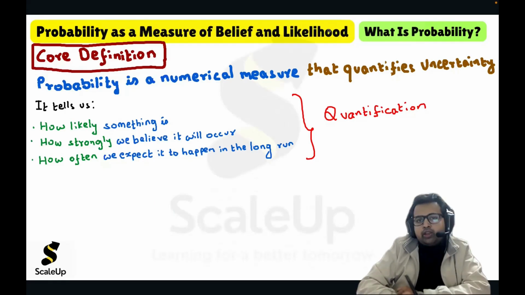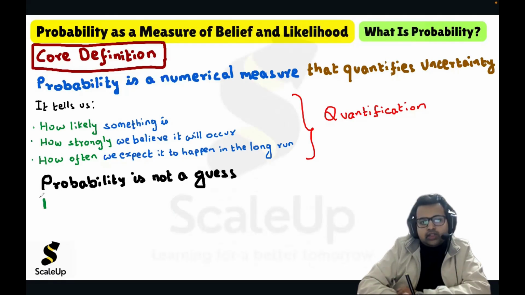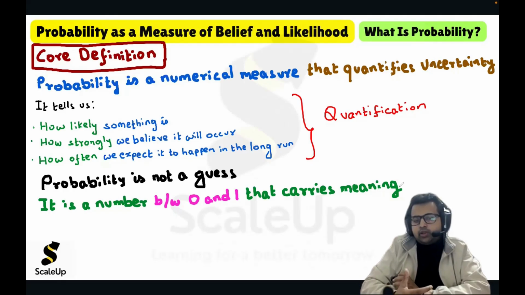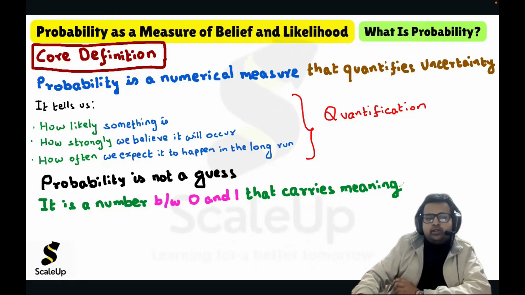Now, one very important thing you should know: whenever we talk about probability, we think that we are doing some guess. But a very important point is that probability is not a guess. Rather, it is a number between 0 and 1 that carries meaning. Probability is not a guess. It's a mathematical science. It's the science of measuring uncertainty, the science of quantifying uncertainty. It's not a guess. This is very important.